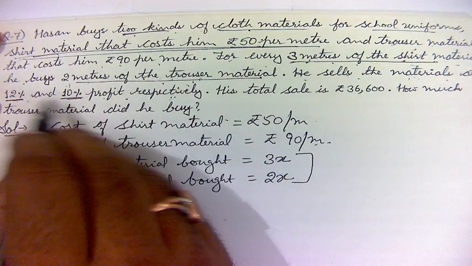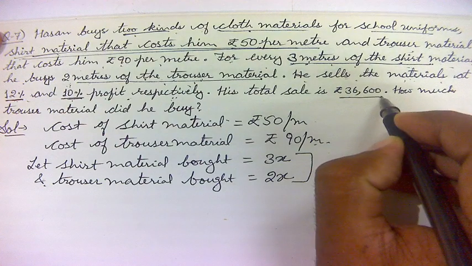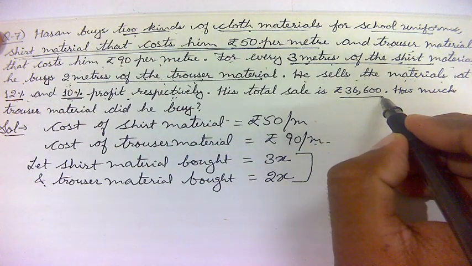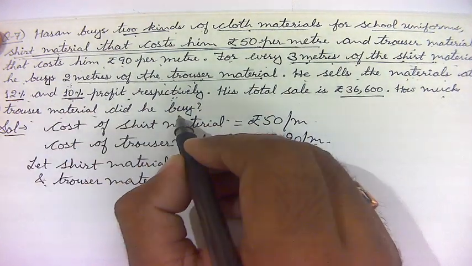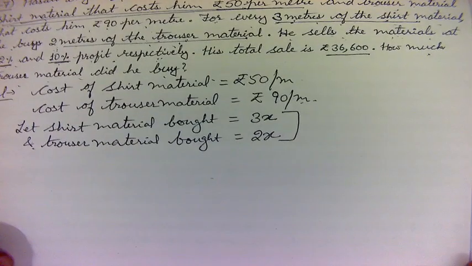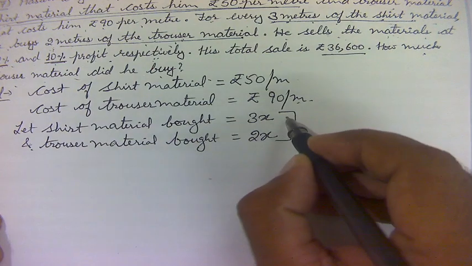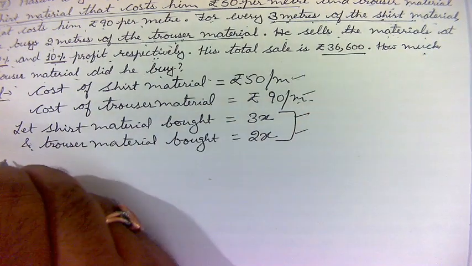So these are the profits he is selling at, and his total sale is 36,600. This is the total sale. You have to tell how much trouser material he bought. So let us do it step by step. Total sale is given to us. Now we have the total materials. We know the cost of the materials.